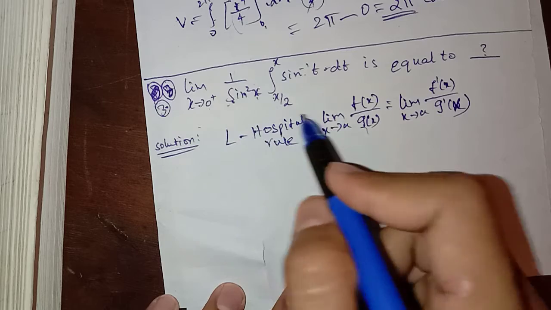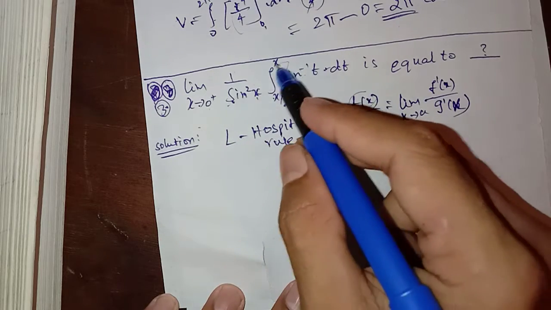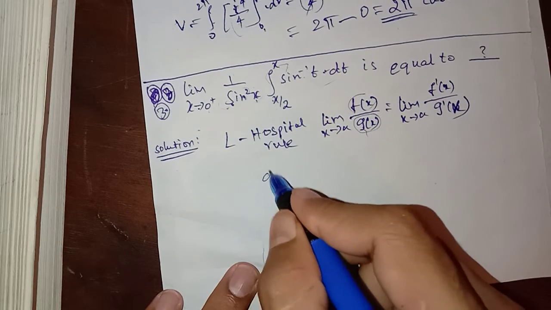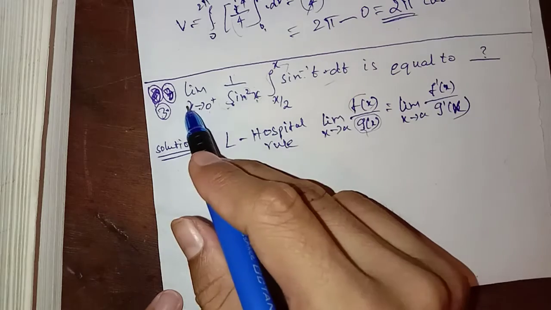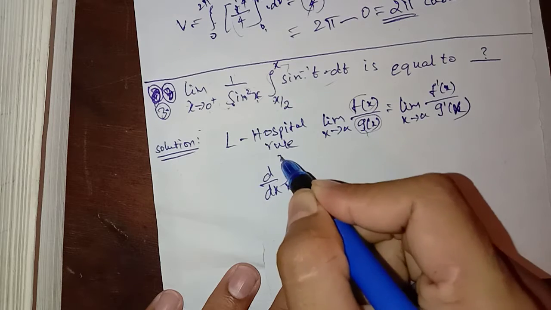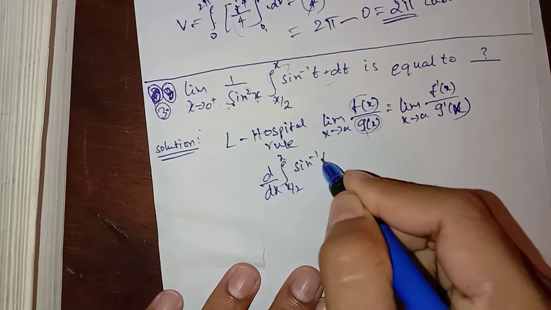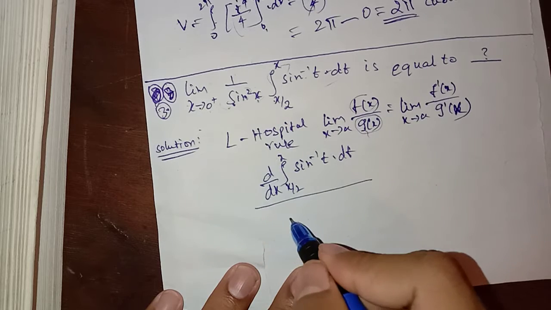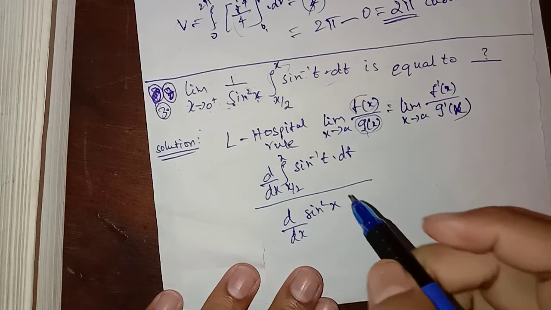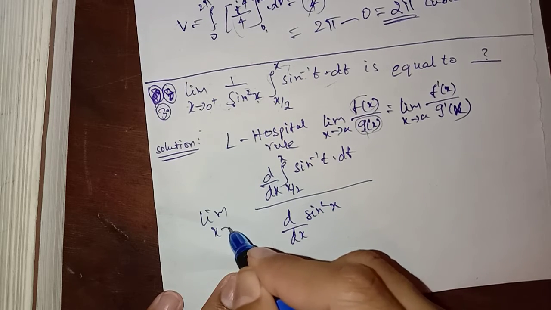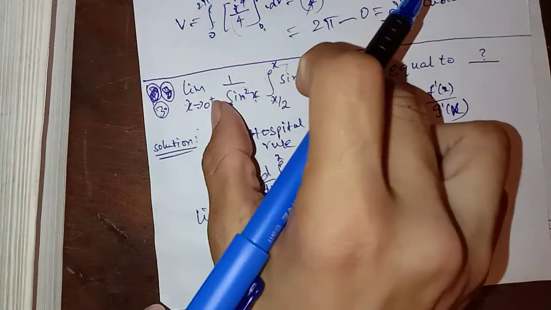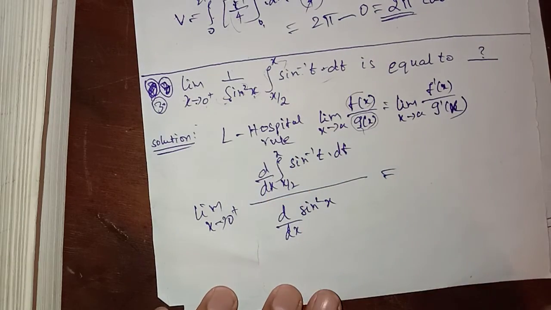So what is the differentiation? In the place of f of x here this one, and in the place of g of x here this one. So we can differentiate both with respect to x. Differentiation of this integral sin inverse of t dt divided by differentiation of sin square x, limit x tends to 0 plus. So this is equal to this according to L'Hospital rule.